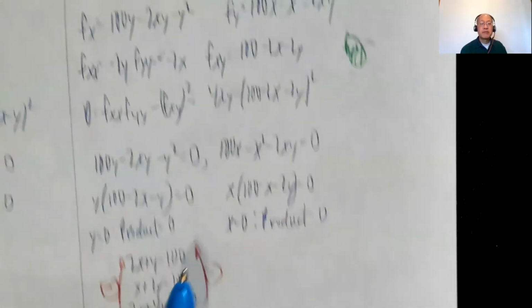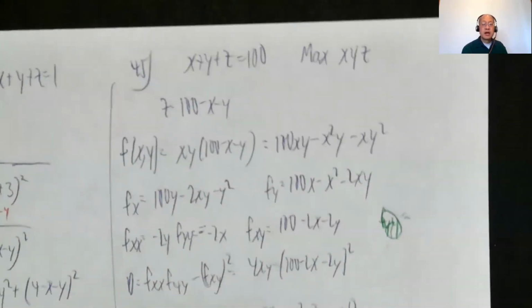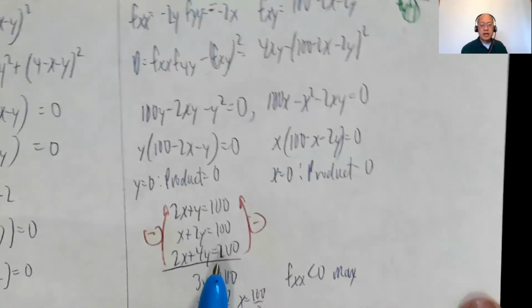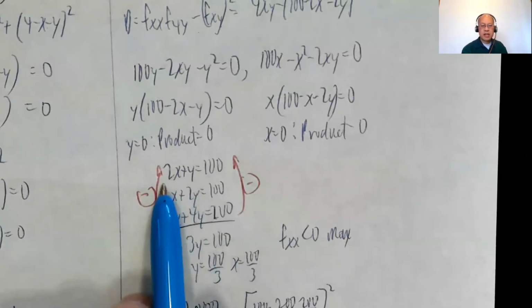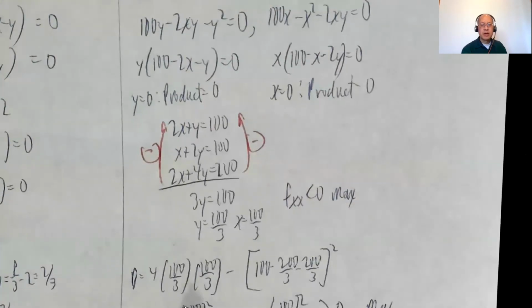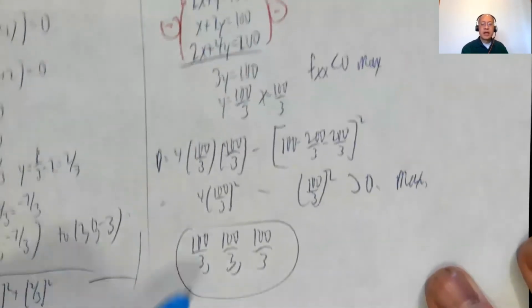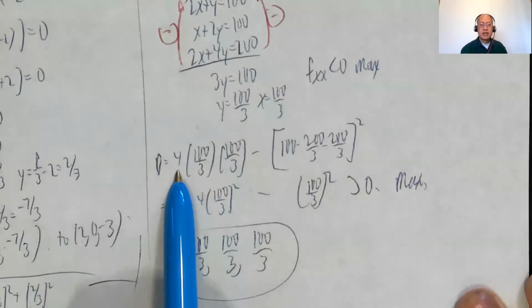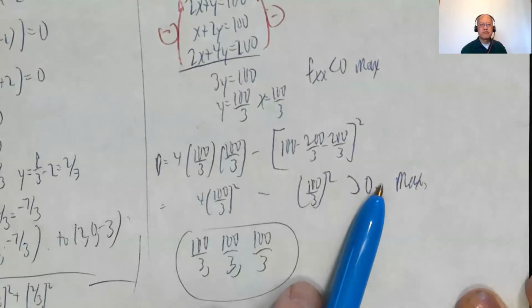Okay, and then if you plug back in right here, x also has to be 100 over 3. I'll plug it into here, I guess, or here. And yeah, verifying the D. D comes out to be this, greater than 0, which is a maximum.